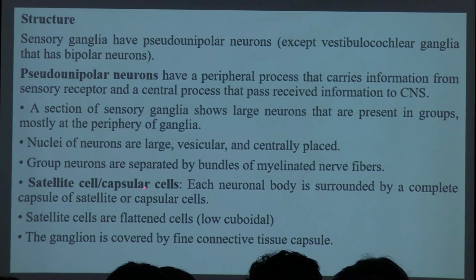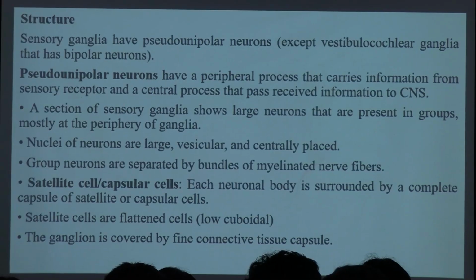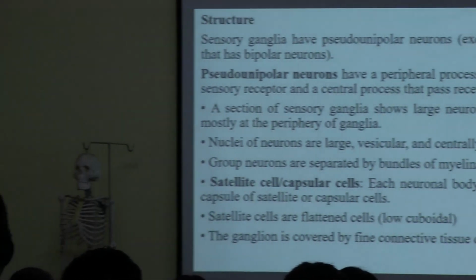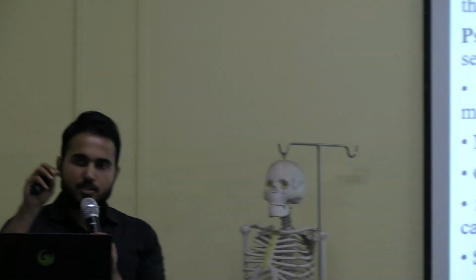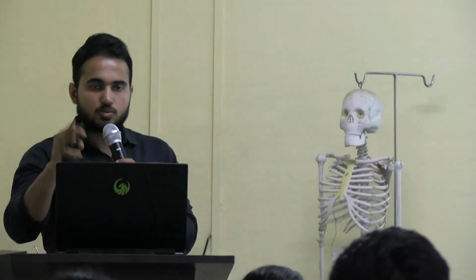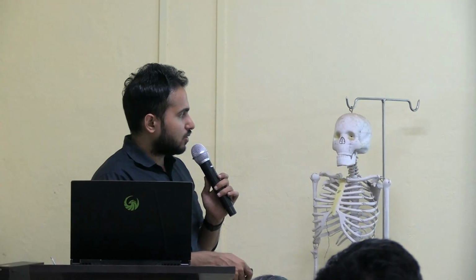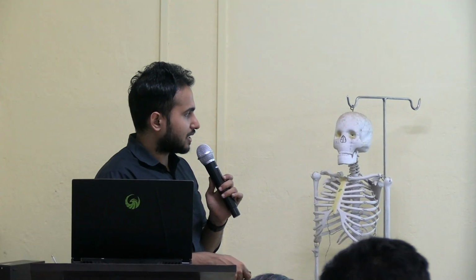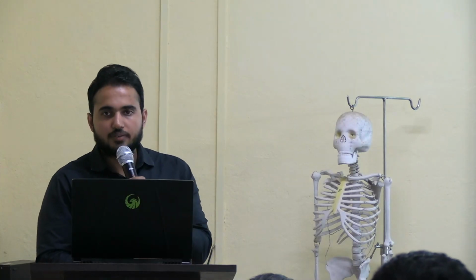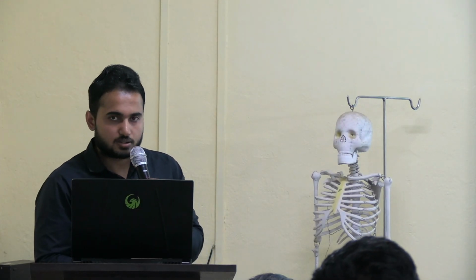Next, satellite cells or capsular cells. These are nothing but the glial cells, neuroglial cells. They are present and providing nutrition to those neurons. Satellite cells are flattened or low cuboidal cells, and the ganglion is covered completely by a connective tissue capsule. These are some important features of the sensory ganglia.